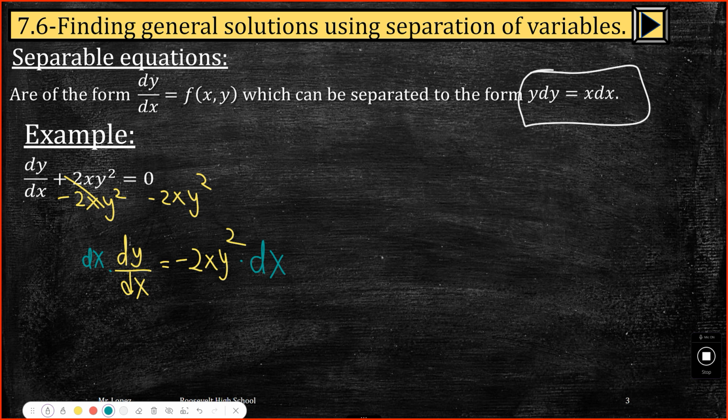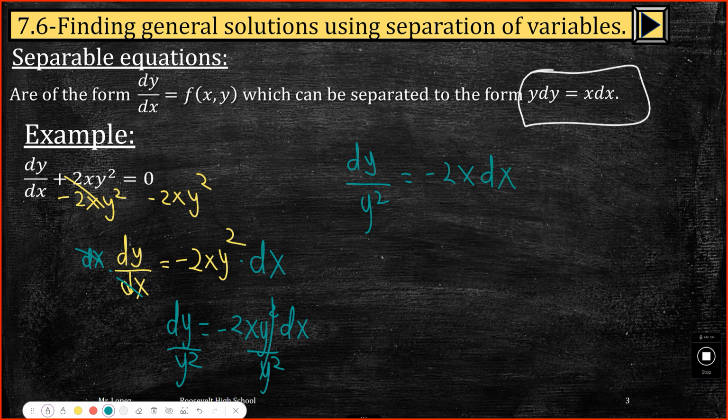Okay. All right, let's go step by step. Now what should we do? Divide by y squared. Yes? So this cancels out. So we got dy over y squared equal negative 2x dx. So dy over y squared equals negative 2x dx. Okay, now what should we do?